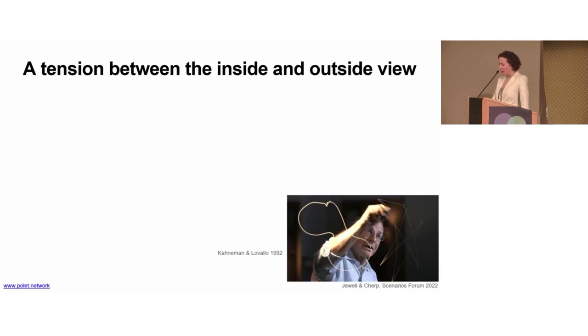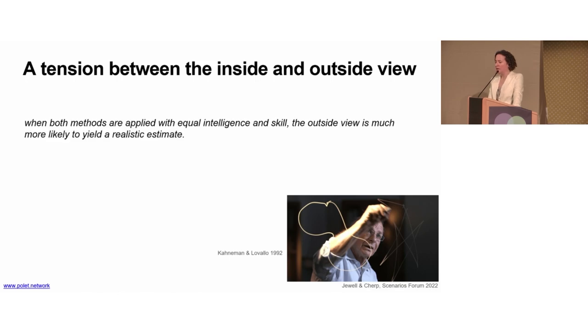Now, there is this tension between the inside and the outside view, but we can also ask ourselves, does one predict the future better than the other? Does one give us a more realistic path to the future than the other? Kahneman, in his work, found that when both methods are applied with equal intelligence and skill, the outside view is much more likely to yield a realistic estimate. Of course, we need both views to understand the feasibility of climate mitigation, because in some ways, climate mitigation is clearly a unique challenge, and we clearly need the inside view to understand aspects of feasibility.